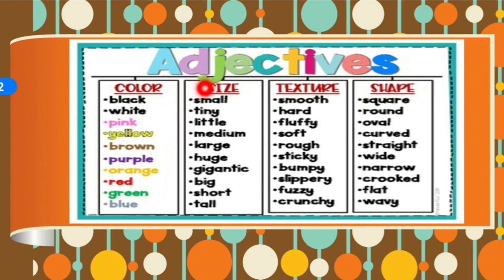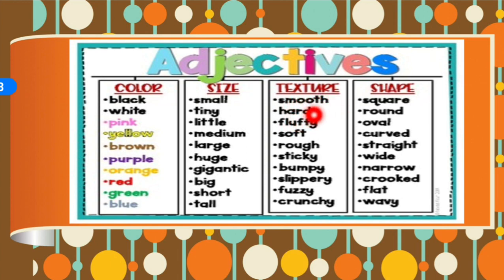Now, to describe the size of a noun. How do we say small? Tiny. Tiny means very small. Or little. Or maybe medium. Or large. Or huge. Big. Short. So all these are used for size of nouns. Similarly for texture.